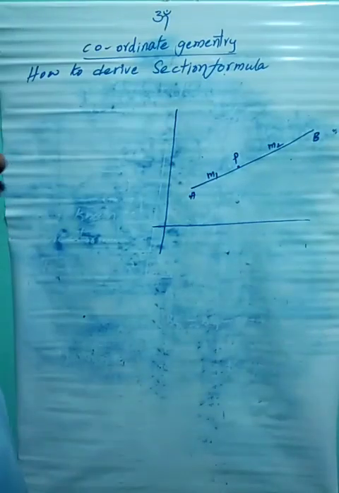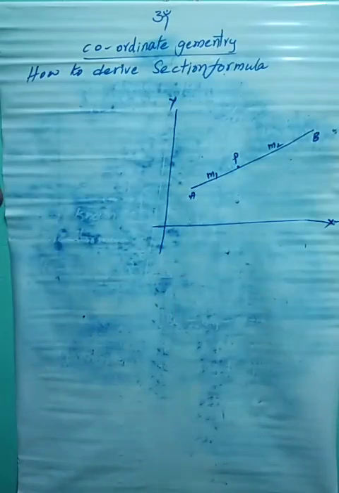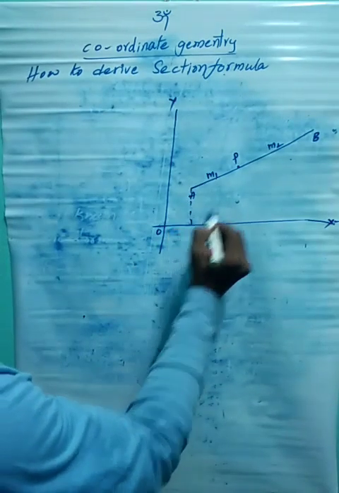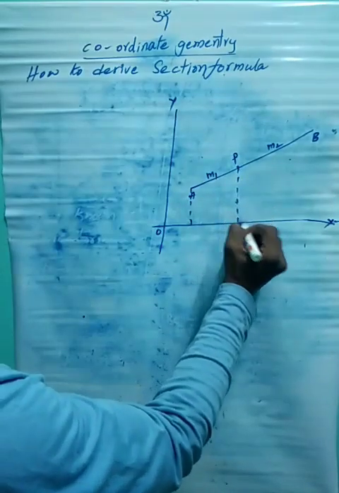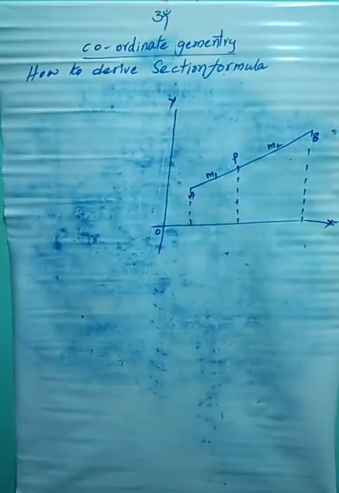These can be placed on the coordinate plane like this. Suppose this is the x-axis and this is the y-axis, and this is the origin. In the same way we derived the distance formula, we draw perpendicular lines to the x-axis like this. The company needs to know the positions of town A and town B, where they establish the tower between the two towns, by using the section formula.